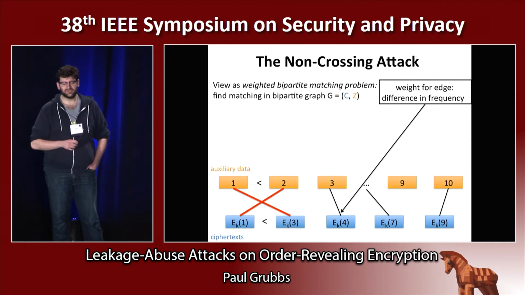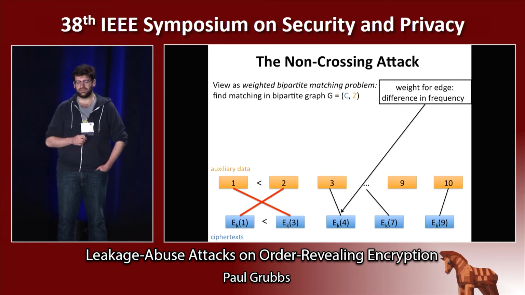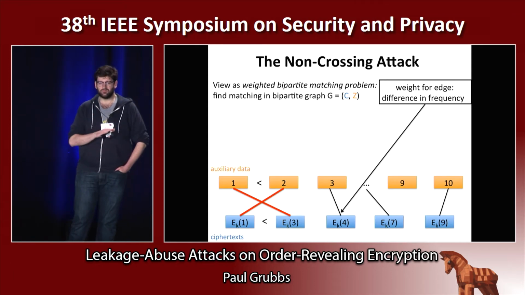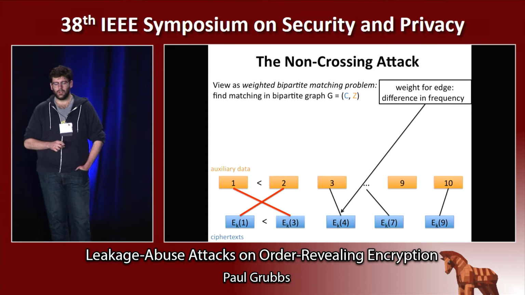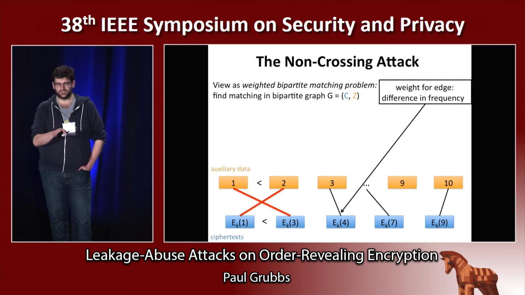So in our non-crossing attack, we view the problem slightly differently. Rather than treating it as an optimization problem, we view it as a weighted bipartite matching problem. What we're going to do here is create a complete bipartite graph where each auxiliary data item corresponds to a vertex on the left-hand side, and each target data item corresponds to a vertex on the right-hand side. And we're going to weight the edges using, again, some frequency information, which I won't really go into.